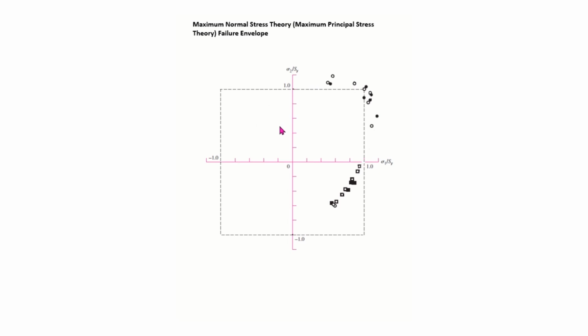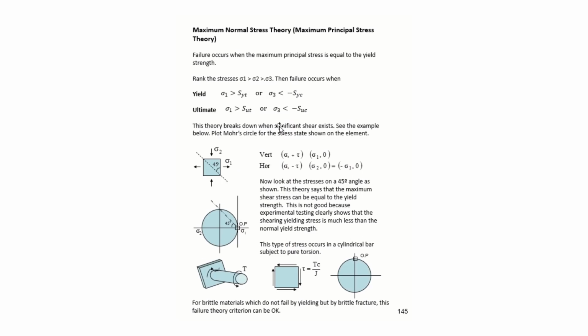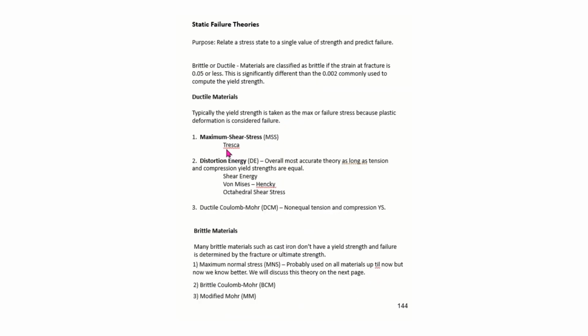We're now going to move on and talk about the second failure theory that we had listed here. It's actually the first ductile failure theory, and it's called the maximum shear stress theory, MSS, or the Tresca failure theory.